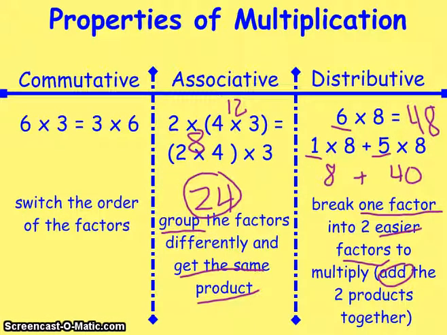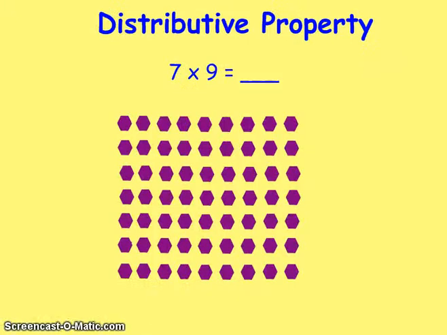Let's practice some more with the distributive property. I have here an array for 7 times 9.